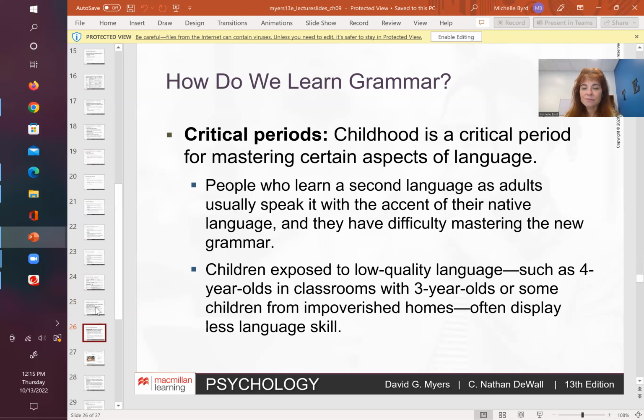Childhood is a critical period for mastering certain aspects of language. People who learn a second language as adults usually speak it with an accent of their first native language. But interestingly enough, if they learn several languages when they're younger, they don't speak with accents. So that's pretty interesting to me. And they scaffold and build those language rules and don't seem to get too distracted.